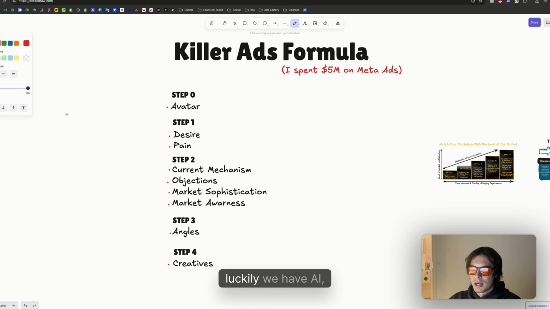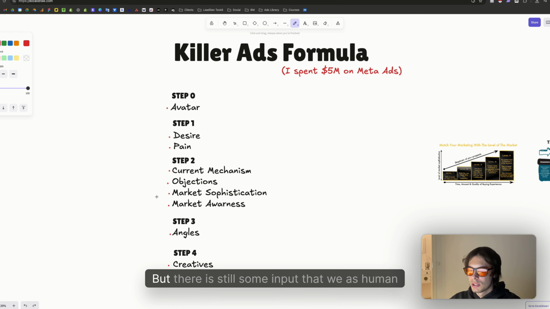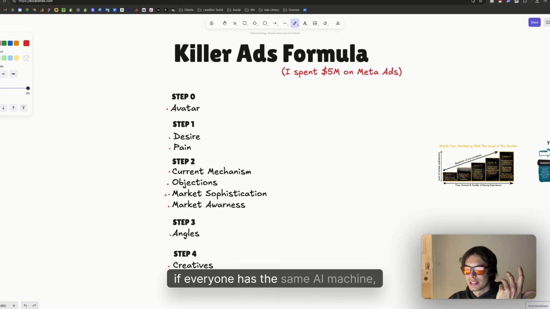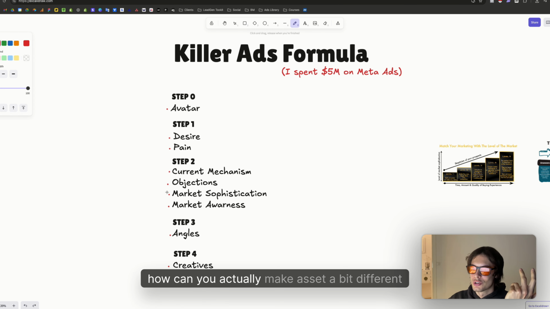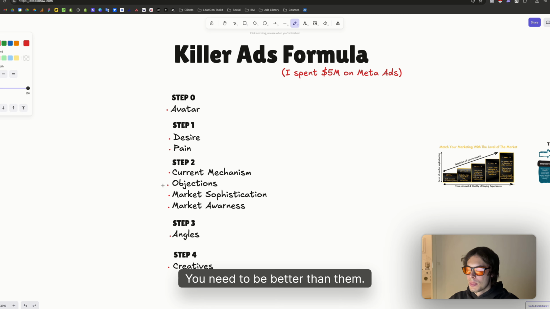So nowadays, luckily we have AI, so we don't have to do a lot of those things. A lot of the things are done completely by the machine, but there is still some input that we as human beings and advertisers have to place, because otherwise, if everyone has the same AI machine, how can you actually make ads that are a bit different compared to the competition, right? You need to be better than them. So let's start with step number 0, which is pick your avatar.